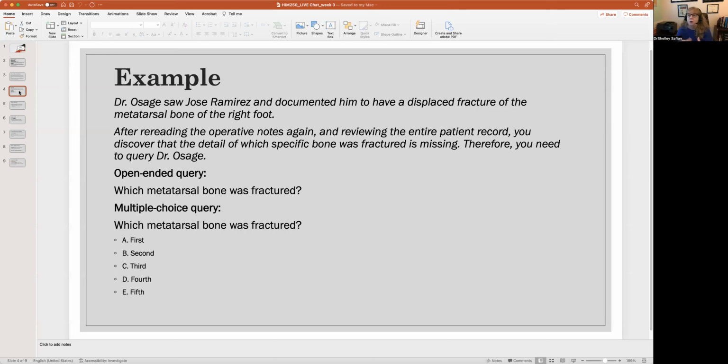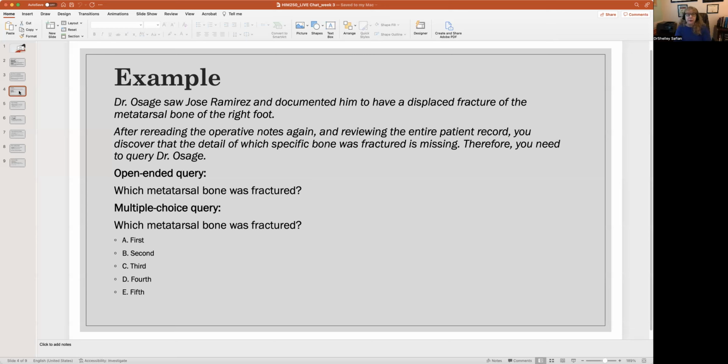Displaced fracture, good, we know what kind of fracture it is. We know it's the right foot. But metatarsal bone, you have 5 of those. Which one? So you have to ask. An open-ended question would be, "Dr. Osage, which metatarsal bone was fractured?" Or you could make it multiple choice and say, which metatarsal bone was fractured: first, second, third, fourth, fifth.